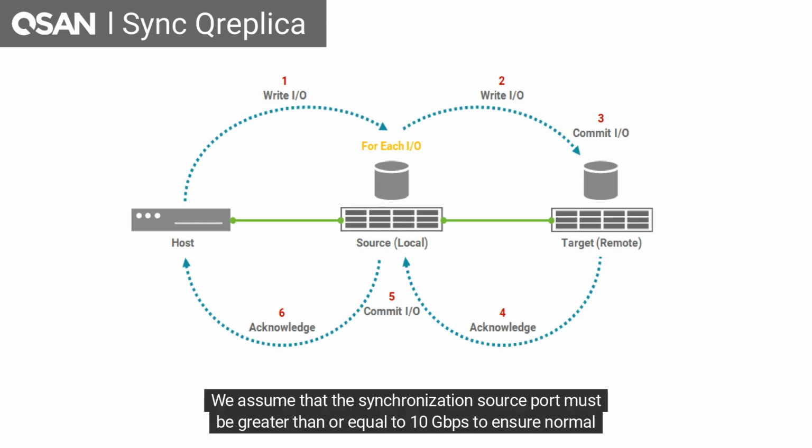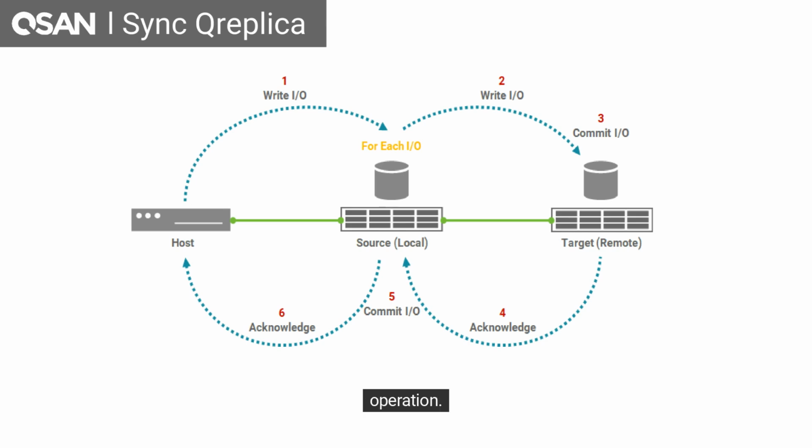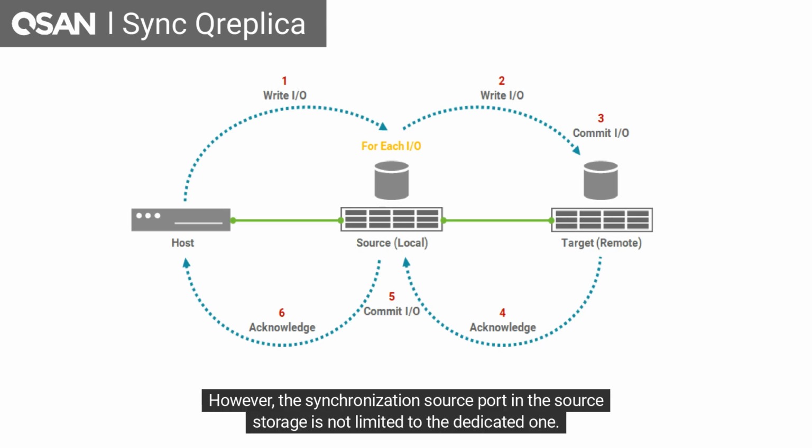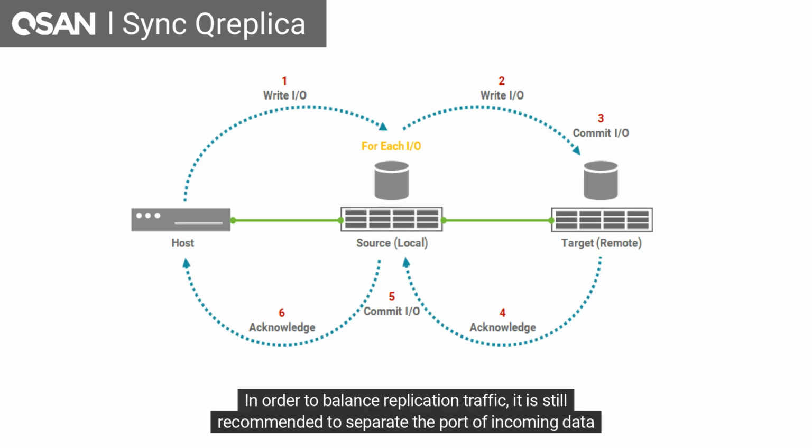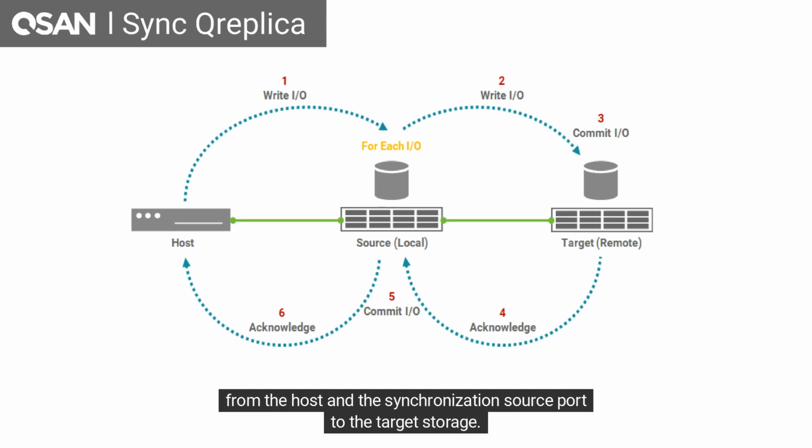We assume that the synchronization source port must be greater than or equal to 10 Gbps to ensure normal operation. However, the synchronization source port in the source storage is not limited to the dedicated one. In order to balance replication traffic, it is still recommended to separate the port of incoming data from the host and the synchronization source port to the target storage.